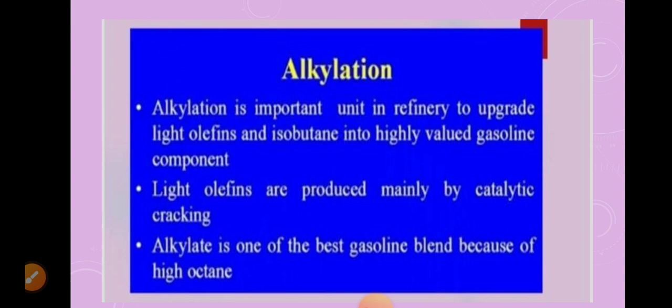Alkylation is an important unit in a refinery to upgrade light olefins and isobutane into a highly valued gasoline component. Light olefins are produced mainly by catalytic cracking. Catalytic cracking is actually the breaking of high hydrocarbons having high boiling point into low hydrocarbons having low boiling point. So alkylate is one of the best gasoline blends because of its high octane rating. High octane rating means high quality.